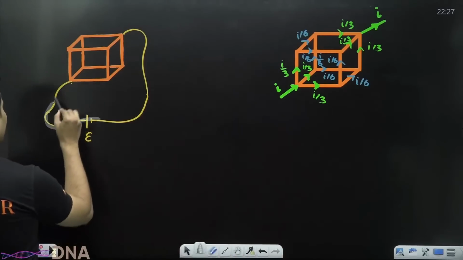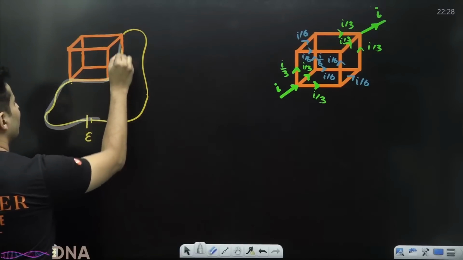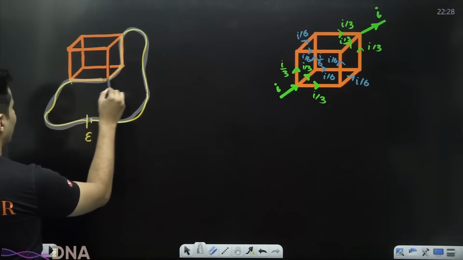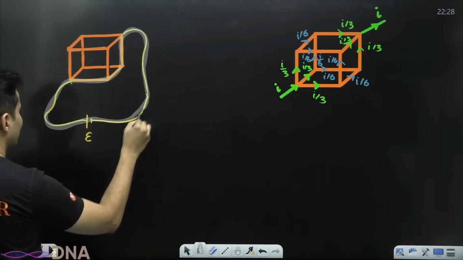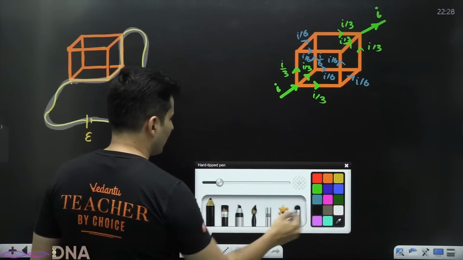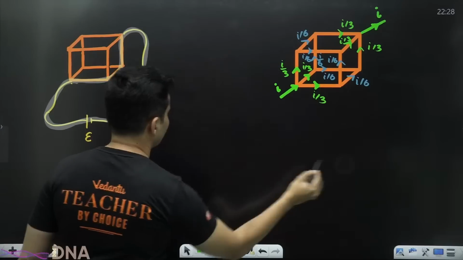I'll go like this maybe. Let's go like this. Simple circuit will go. Let's go like this. Okay, I have highlighted it for you for simplicity. That's all. Now, in this particular loop, let's figure out what are the currents.